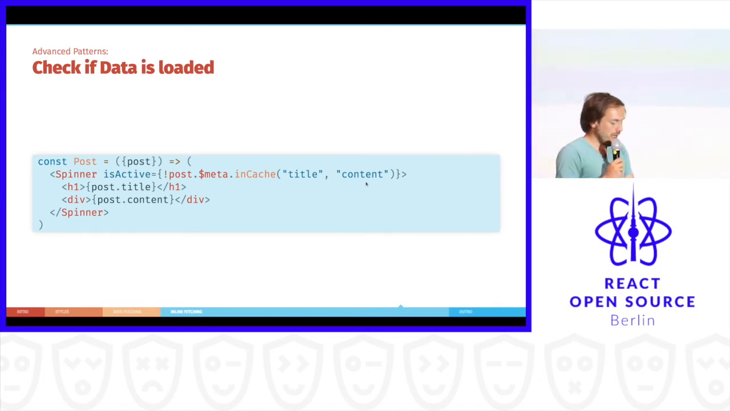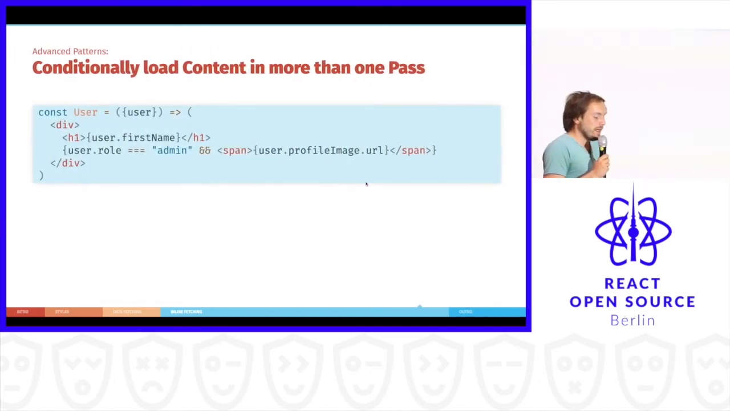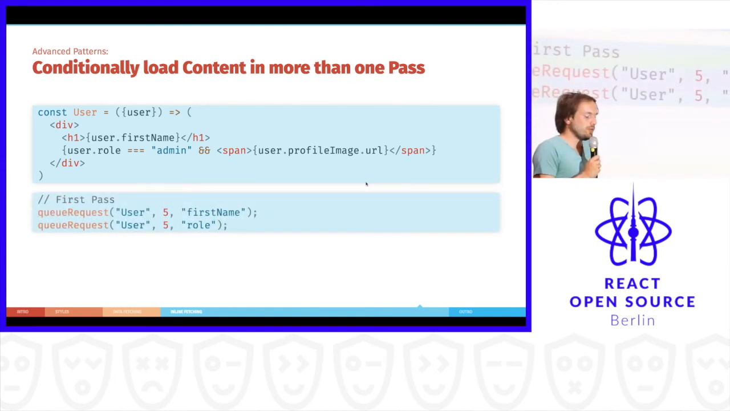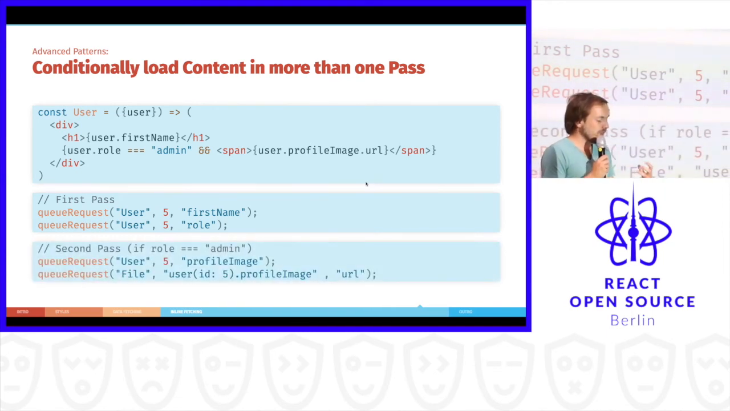Another thing is sometimes you're not quite sure in your initial render method, is a certain branch being executed or not? For example, I only want to show the profile image if the user role is admin. So in the first pass, all you do is you load the first name and you load the role. And since the role isn't admin in the first pass, you won't execute the second code path. So you're loading the data from the first pass, and then, okay, right, if the role is admin, I re-render it. And then the second code branch is being executed, and only then you load the data that is necessary for the more advanced use case.